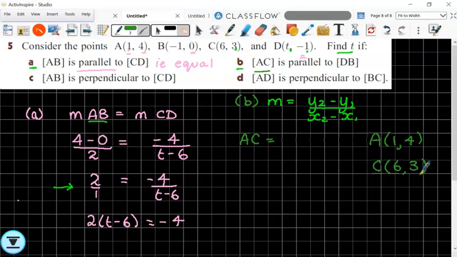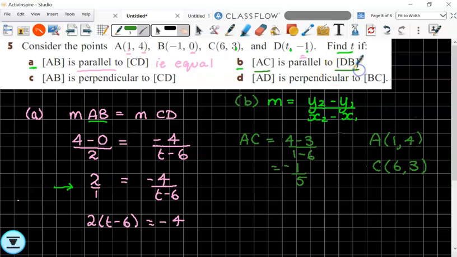So write it nicely. And we're going to go y2 take y1. So remember, the y's first. Do you want to go 4 take 3 or 3 take 4? It doesn't matter. 4 take 3, we just have to now be consistent. So 4 take 3 on top. And because I start with the 4, then it's 1 take 6. So we end up with 1 over 1 take 6, which is negative 5. Are we happy with that? All right, so far so good.